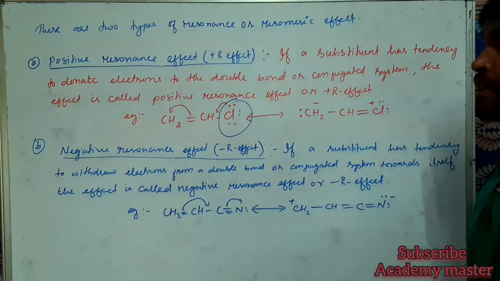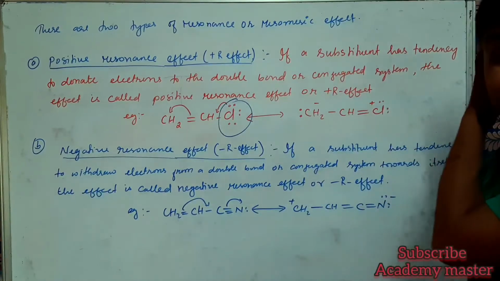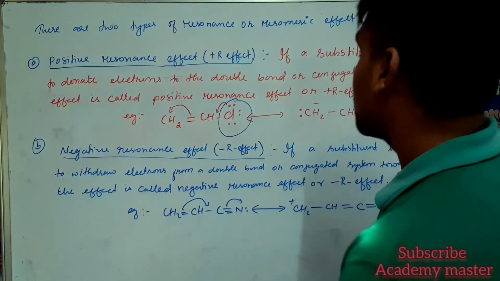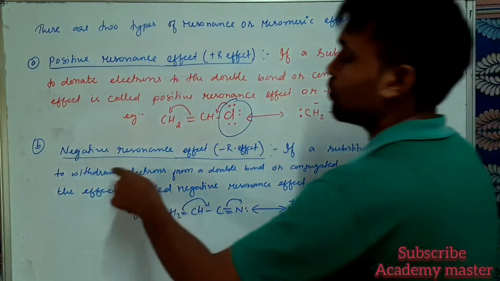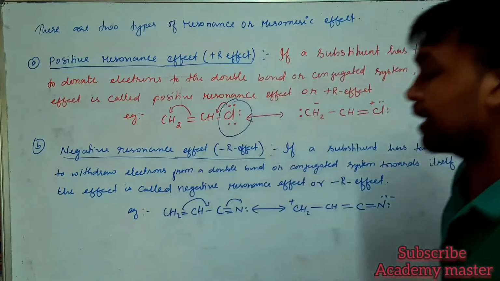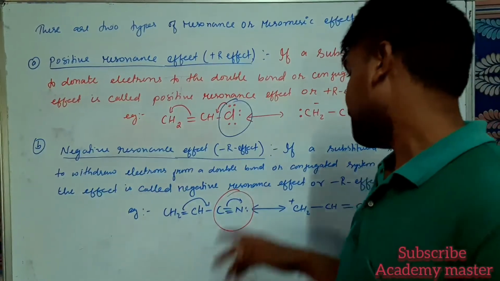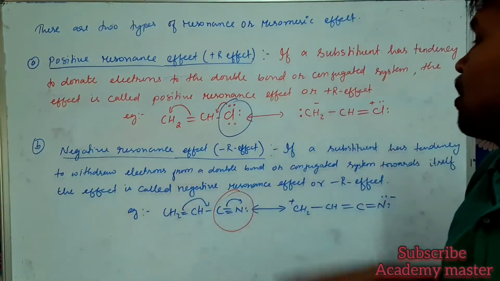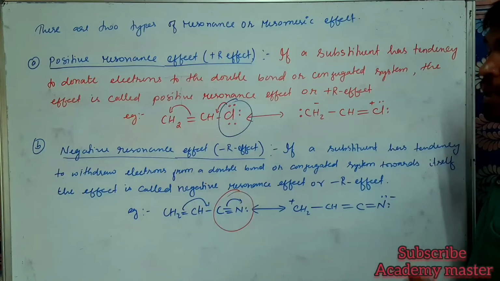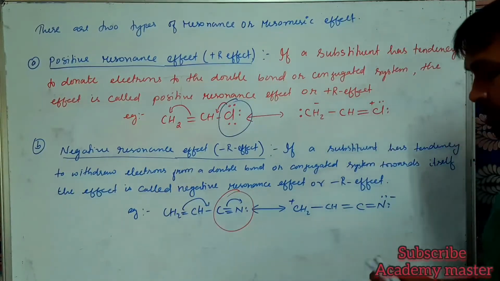Hope it is clear. Next, moving on to type 2, that is B, negative resonance effect or minus R effect. The name itself makes it very clear. Negative resonance effect or minus R effect means the electrons will be pulled out from the compound. So if a substituent has a tendency to withdraw electrons from a double bond, the substituent which is present should have the capability to withdraw the electrons. They are not donating the electrons, they will take the electrons from the compound. It has the tendency to withdraw the electrons from a double bond or conjugated system towards itself. So this substituent withdraws the electrons towards itself rather than donating.